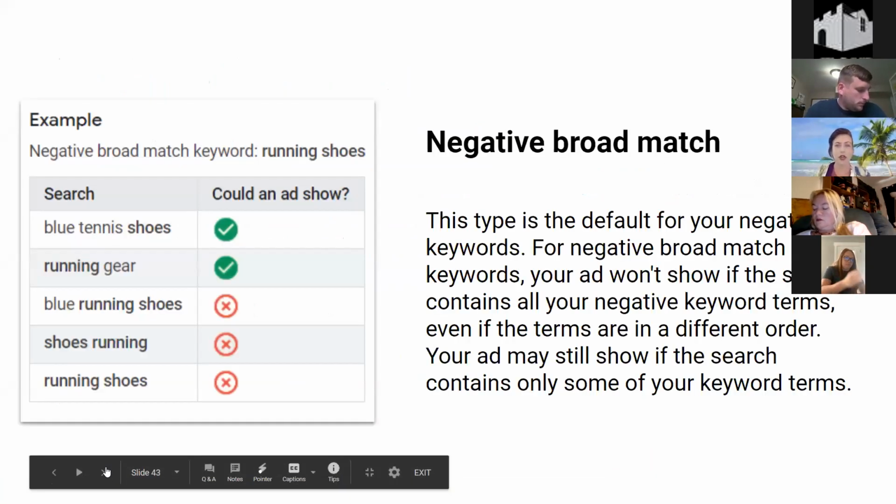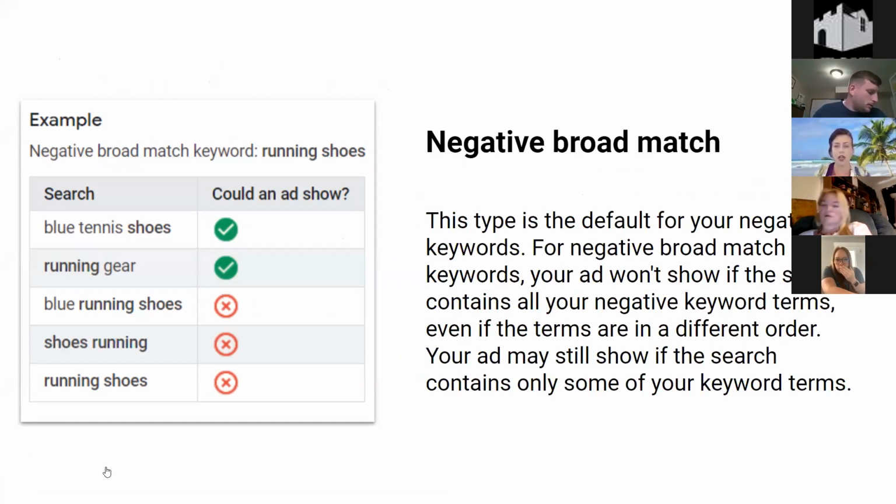All right, so under the broad match search. Again, remember that means no quotation marks, nothing, right? I've used this example of running shoes. If I want negative keywords focused around running shoes and I put it in as a broad match, this is how it's going to show up. Because it has the word shoes in it, but without running, it will show, right? So if somebody types in blue tennis shoes, my ad is going to show. If somebody types in running gear, my ad is going to show because the word shoes is not in there with it.